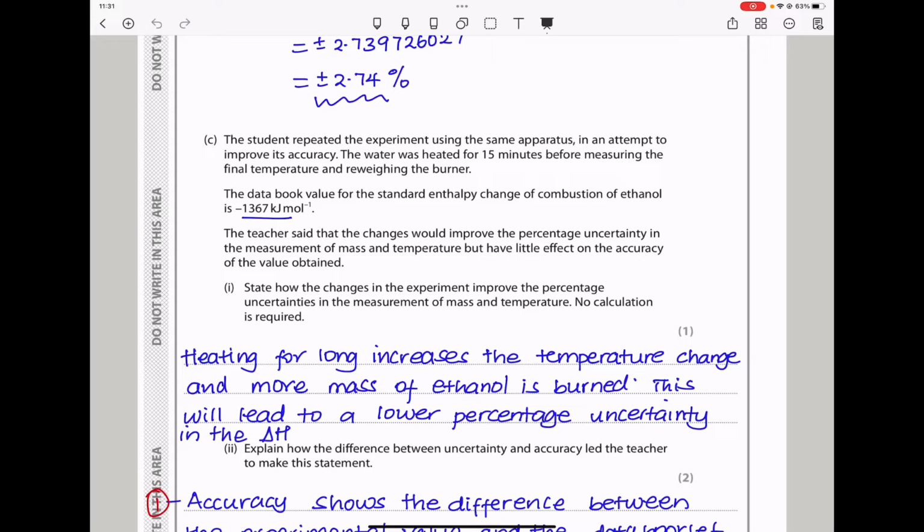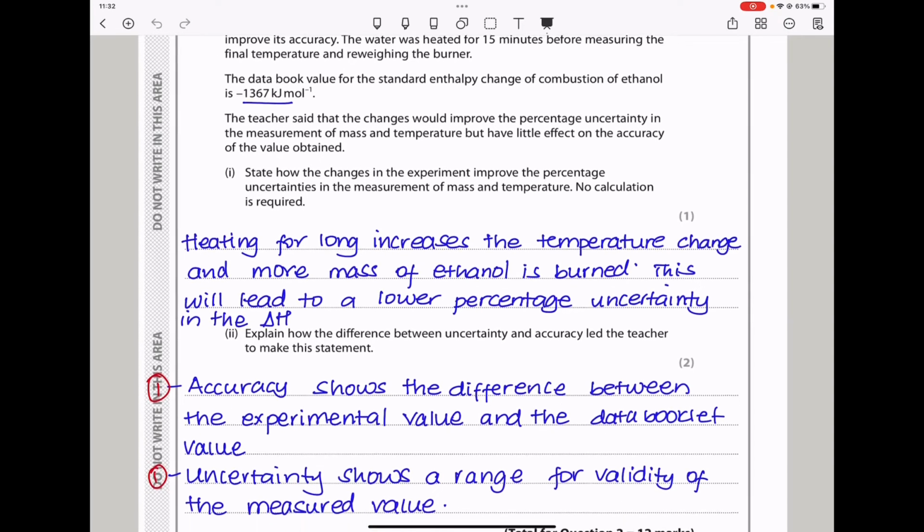No calculations are required. So to solve this, we could heat for longer periods of time to increase the temperature change, and increasing the temperature change means the thermometer is going to measure a bigger value and the uncertainty is going to be decreased. Also, we could use more mass of ethanol being burned, meaning heating for longer, we burn more ethanol, and this could lead to a lower uncertainty in the mass of ethanol being measured. So overall, this will lead to a lower percentage uncertainty in the delta H that is calculated.